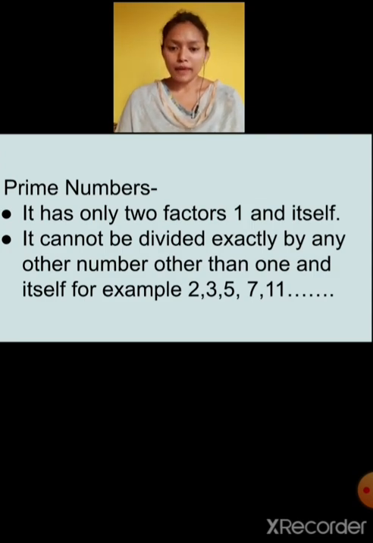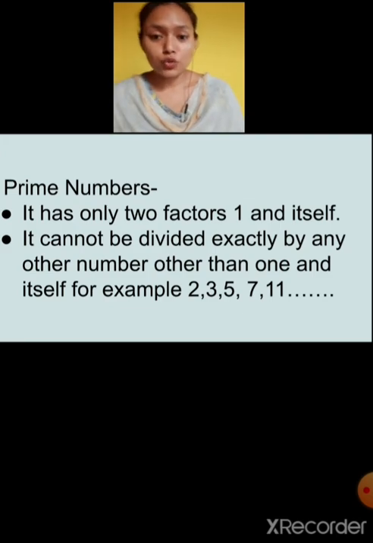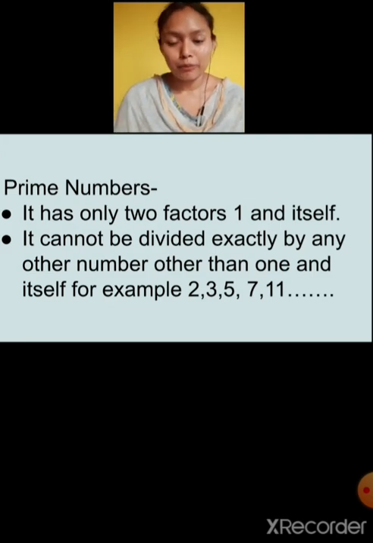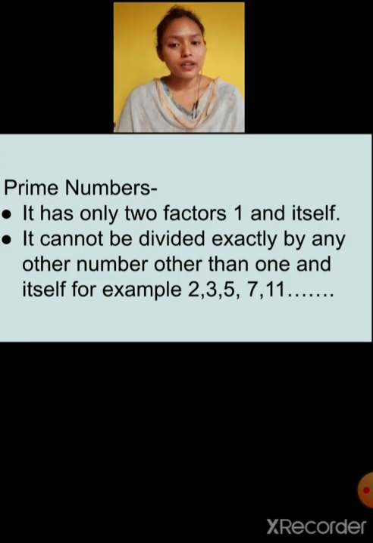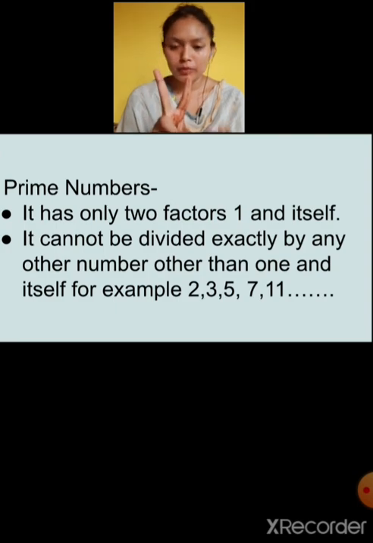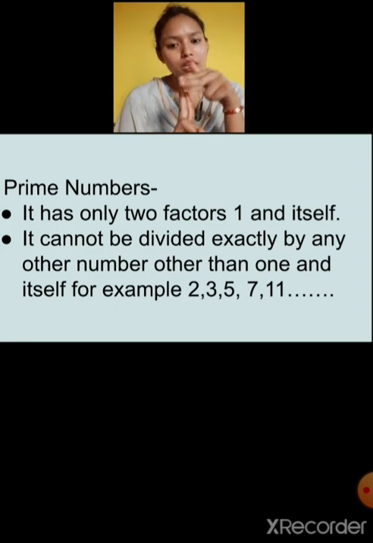So in mathematics we find factors using the method known as factorization, or we can say prime factorization. Now for prime factorization, we should know what is prime. In mathematics there are two types of numbers: prime numbers and composite numbers.